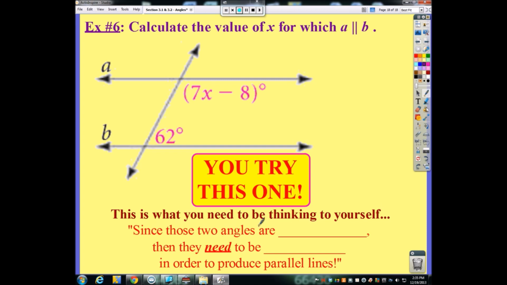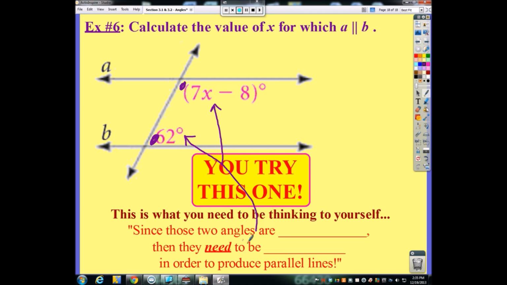Since those two angles, and by those two angles I mean the 62 and the 7x minus 8. So think about, here's the 62, here's the 7x minus 8. Since those two angles are blank, what name angles are those? Then they need to be what? What relationship do they have to have with each other? Do they need to be congruent or do they need to be supplementary? Because those are the only two scenarios that we've talked about.